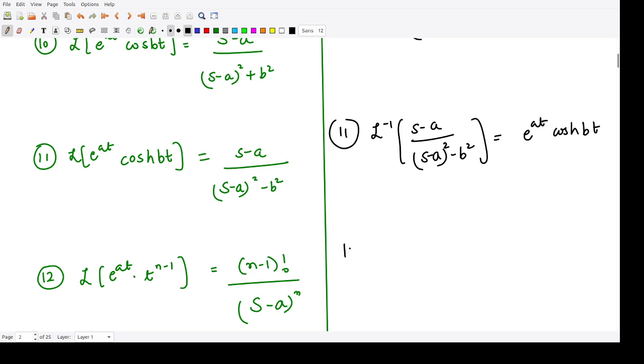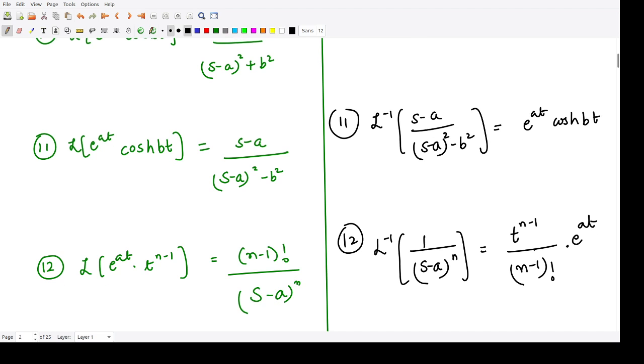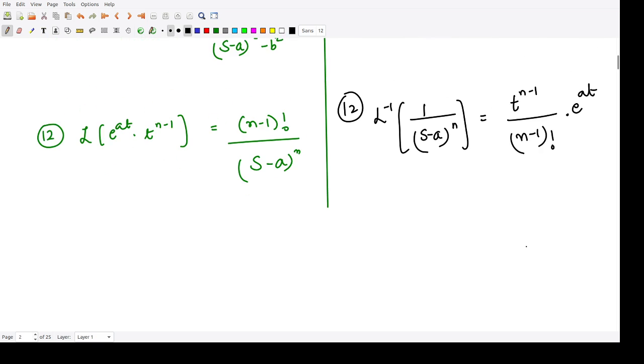And then we would have the last formula, Laplace inverse of 1 divided by (s minus a) raised to power n, that is equal to t to the power n minus 1 divided by (n minus 1) factorial into e to the power at. Okay, so these are several formulas that you already know. So now I have written their corresponding inverse Laplace formulas. So using these formulas, let us solve several questions.